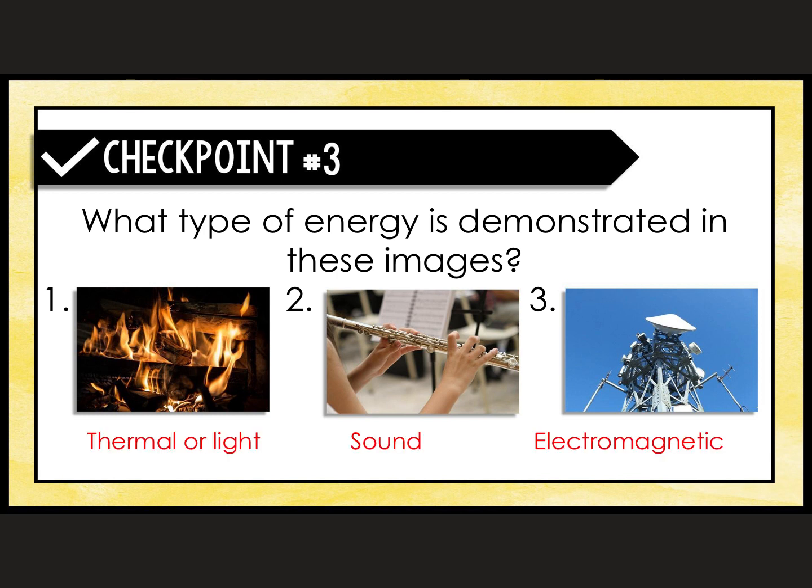So a fire releases heat and light, so it has both thermal and radiant energy. A musical instrument, such as a flute, produces sound, so sound energy. Any sort of wave used for communication is an electromagnetic wave. Therefore, it is electromagnetic energy.